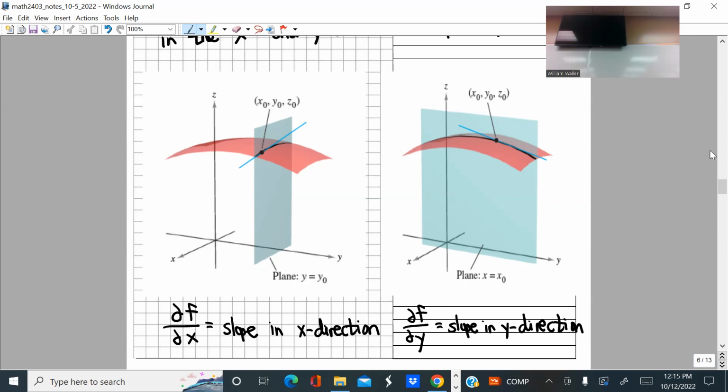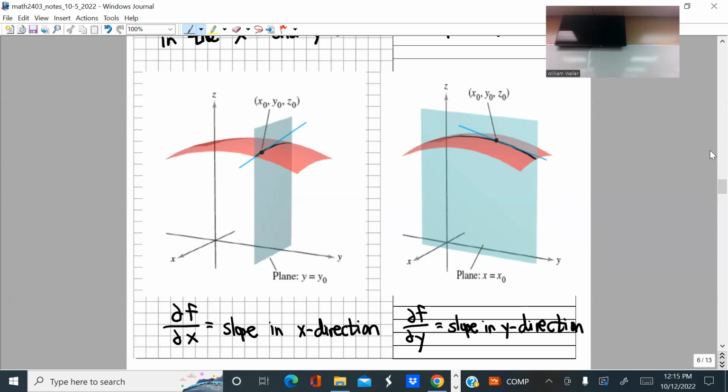Just a what? Not a line, but a curve. Or it could be a line, but you just get a curve. And then this derivative is really the derivative of that curve. That's what that partial is.